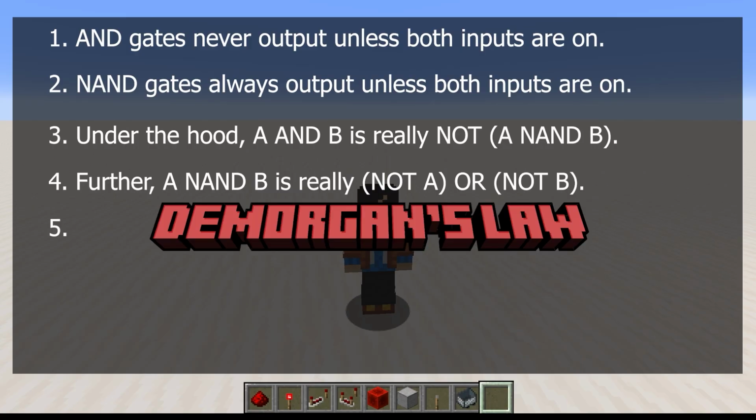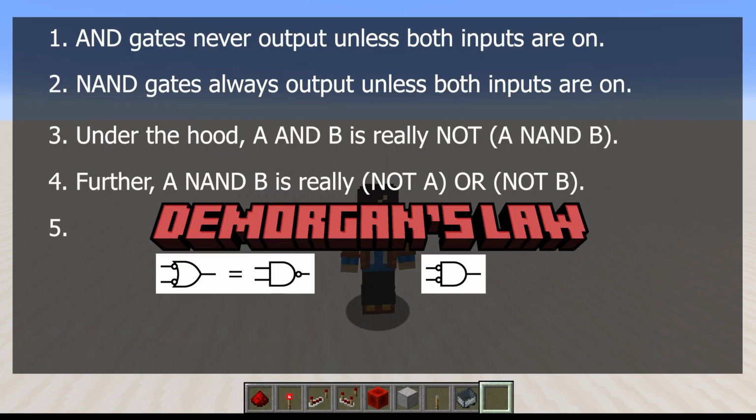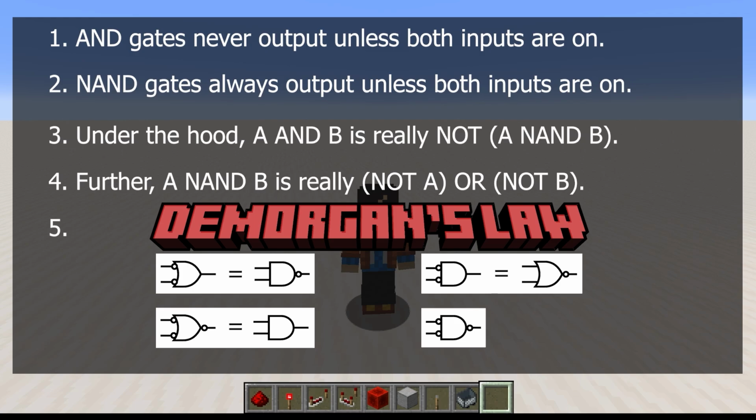5. Remembering that the little circle means negation, De Morgan's Law says not A or not B is equivalent to A NAND B, and not A and not B is equivalent to A NOR B. Which also means this is equivalent to this, and this is equivalent to this.